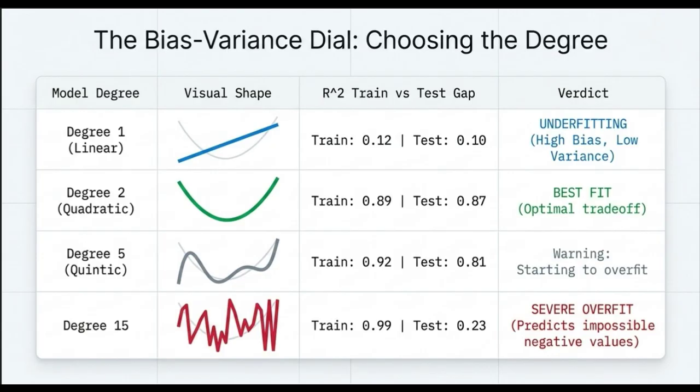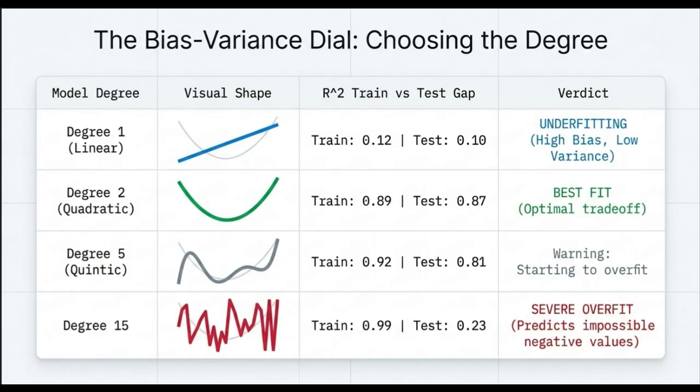Then we skip to the other extreme, degree 15. The training score is an amazing 0.99, but the test score is a disastrous 0.23. Yeah, that's rough. In fact, the visual curve for degree 15 swings so wildly at the edges of the chart that it's predicting negative energy consumption, which is physically impossible. Severe overfitting, high variance, it's way too reactive. It memorized the noise, the training data, and entirely collapsed when exposed to the reality of the test data.